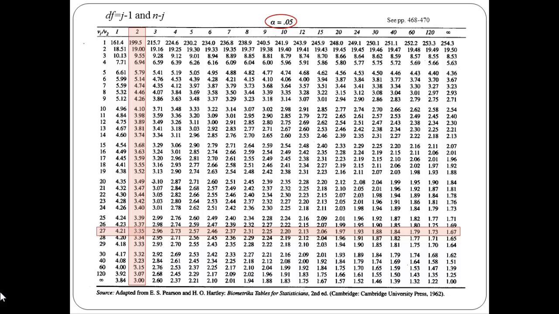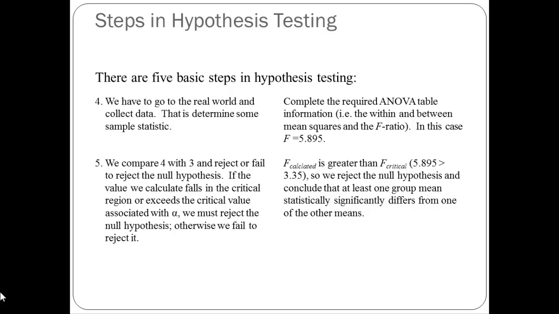the hypothesis testing. Step 4, go to the real world, collect our data, calculate our F statistic, and in this case, I get an F statistic of 5.895. Step 5, make a decision about your observation, comparing what we observe to what we should observe if chance is operating. Our F calculated here, 5.895, is greater than our F critical, 3.35.